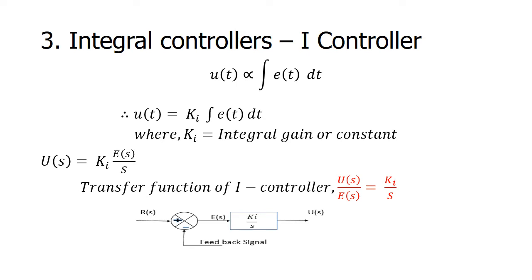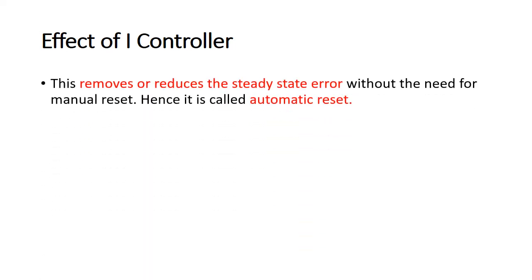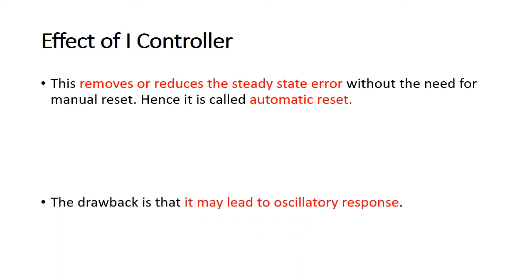The gain we are going to achieve is K_I/s. The effect of an integral controller on a system is that it removes or reduces steady state error without the need for manual reset. So this type of controller is called automatic reset. A proportional controller introduces a steady state error. This integral controller reduces or removes the steady state error.